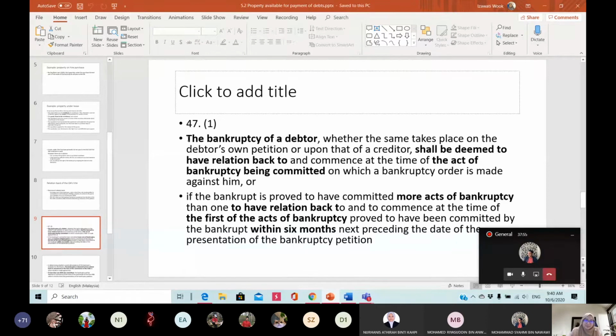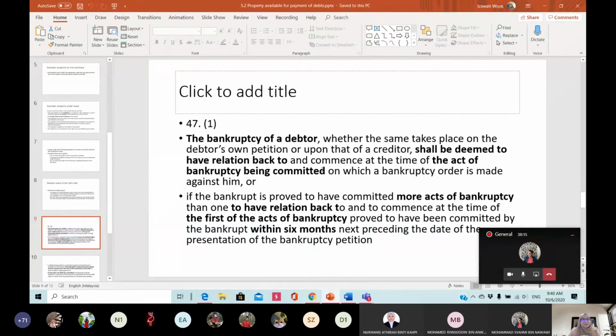So the main sentence I have bolded here. Okay, the bankruptcy of a debtor shall be deemed to have relation back to and commence at the time of the act of bankruptcy being committed, on which a bankruptcy order is made against him.